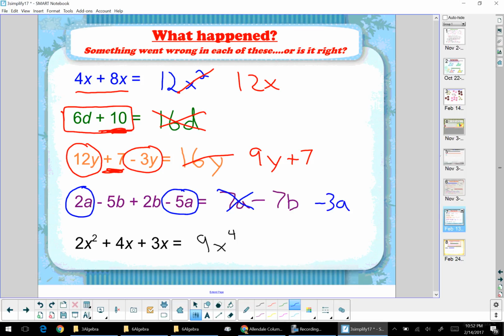Likewise for the b's. We have a negative 5b and a positive 2b. Again, negative 5 and positive 2 are going to combine to make a negative 3. So this isn't right either. Minus 3b. That's what we want.